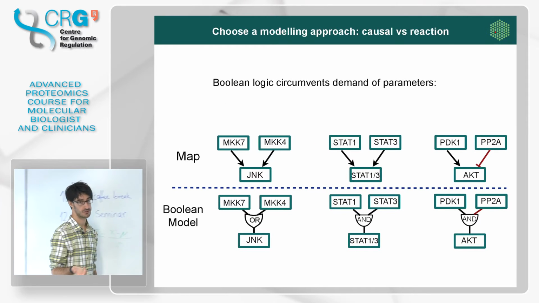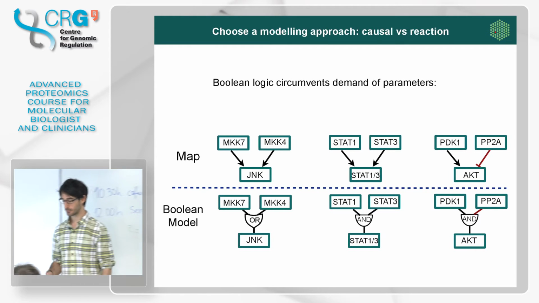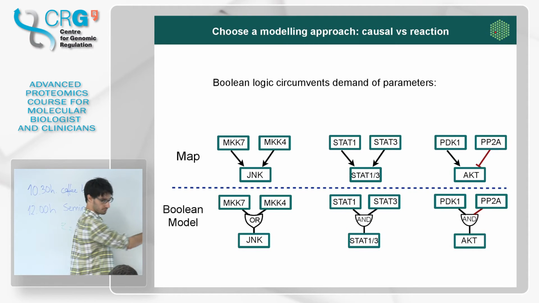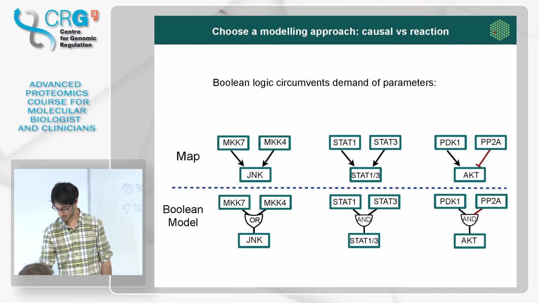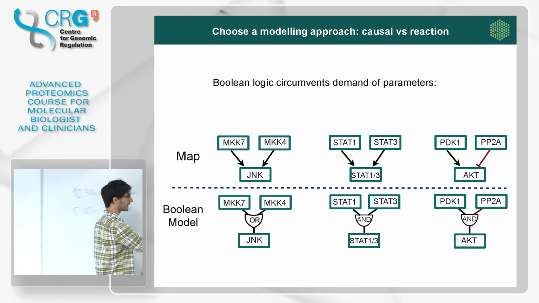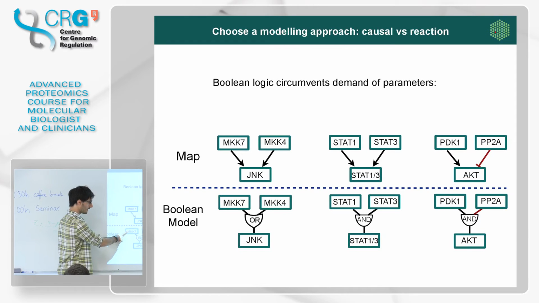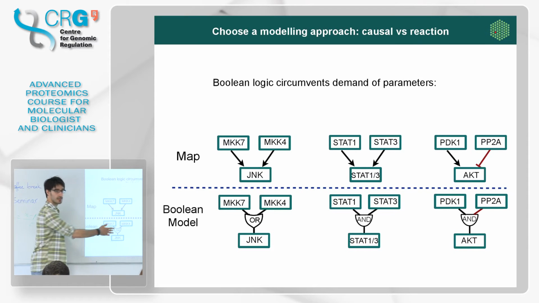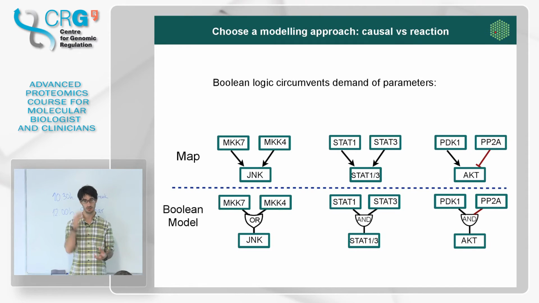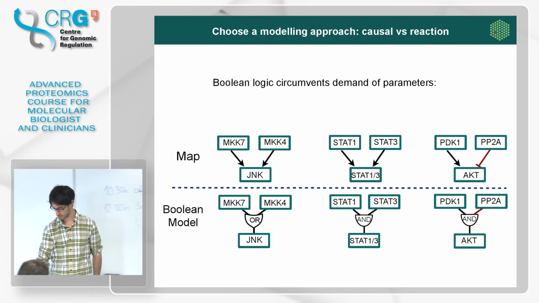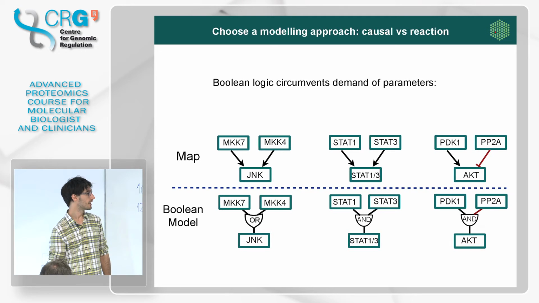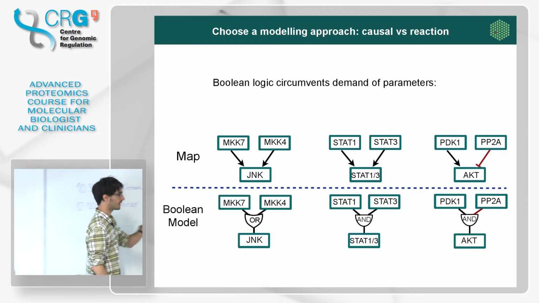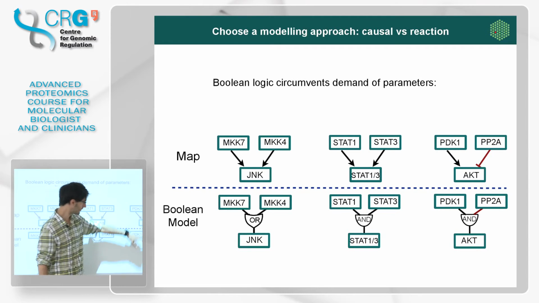If you don't have all of this information, then you can use Boolean logic modeling, which circumvents this demand of parameters. And the way it works is that, let's assume this map or diagram or representation of this reaction here. The way the Boolean model would look is that you could represent that with an OR gate and say, either this will be active when this is active or when this is active. What I just said, this logic clause, can be written and used to represent this reaction here. You can also model interactions between proteins as AND gates, for example. And you can also model inhibition as opposed to activation.